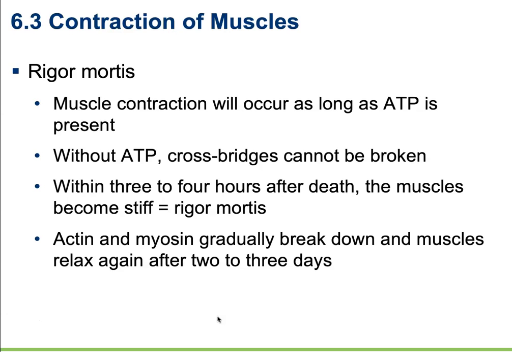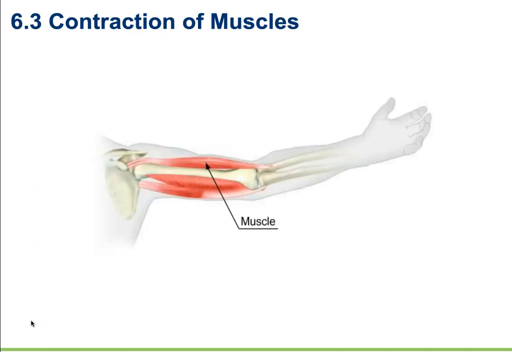So rigor mortis is a temporary condition that happens as long as those cross bridges can't be broken. As long as there's not an immediate production of ATP, and before the muscle fibers themselves start to break down and deteriorate, we're going to find rigid muscle contraction.